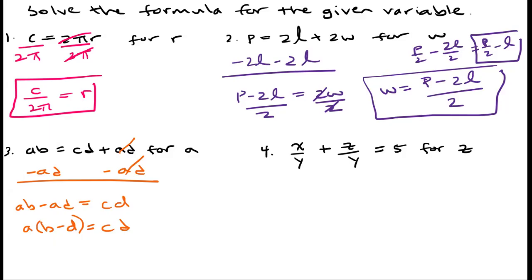Okay, so now what is our last step? Again, we want to get A by itself. So what's happening with these two? These are being multiplied, right? So what is the opposite of that? Division, right? So if these guys are being multiplied, I can divide by B minus D. So this will cancel with this one. So we have A is equal to CD over B minus D.